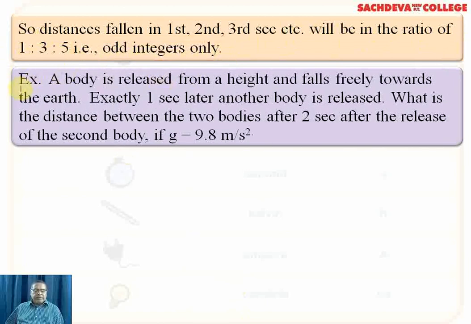Now, we will go through an example. A body is released from a height and falls freely towards the earth. When we say falls freely, we have to consider the value of g, and if the value of g is not given, we take it as approximately 10 meters per second squared. But in our question, the value of g is given as 9.8 meters per second squared, so this value is to be considered during calculation. Next, exactly 1 second later, another body is released. What is the distance between the two bodies 2 seconds after the release of the second body? The value of g is provided.